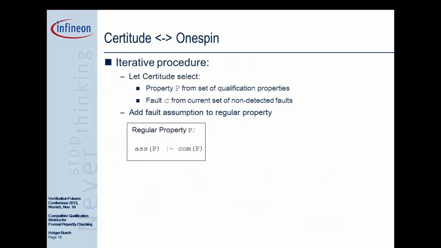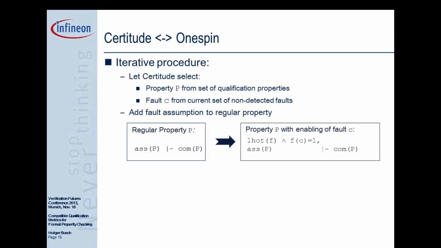So it's a bit technical here. Normally, for property checking, you have a regular property, which is an assumption part and a commitment part. And then you run an augmented property, which is an additional one, in order to be able to run it on the instrumented VHDL design, where you just say the fault which has been selected by Certitude should be 1. All the others, it's one-hot. All the other faults are not activated. And then you try to prove the same property as before.